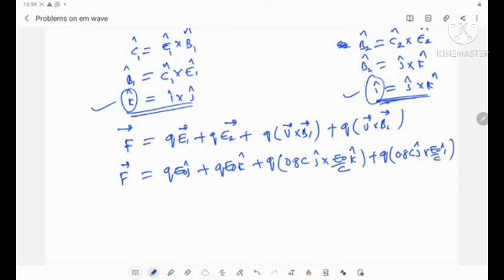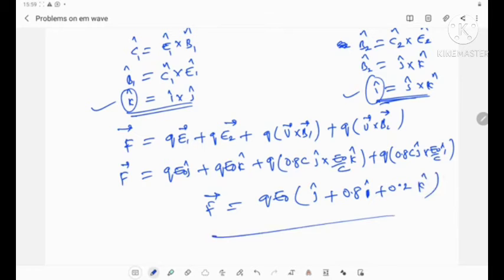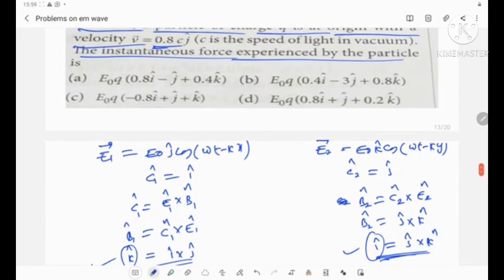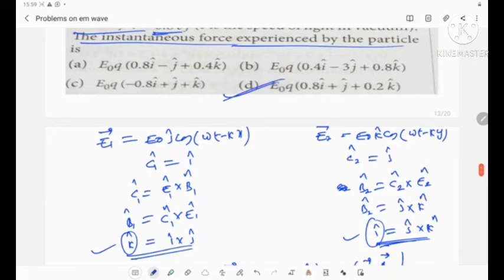See, after simplification, here we can find out F bar is equal to q into E naught into j cap plus 0.8 I cap plus 0.2 k cap. This is the final answer. Therefore, option D is correct.